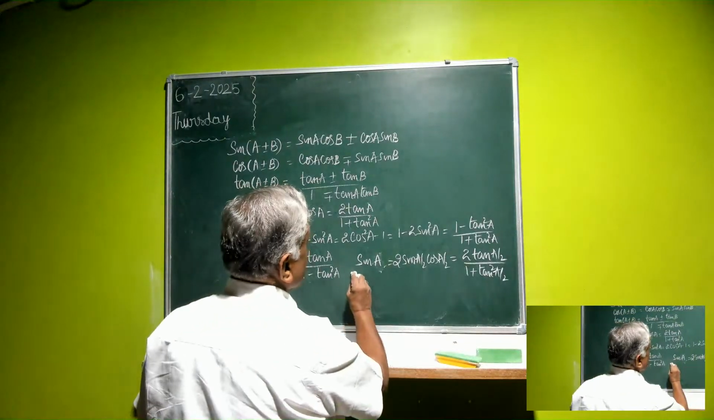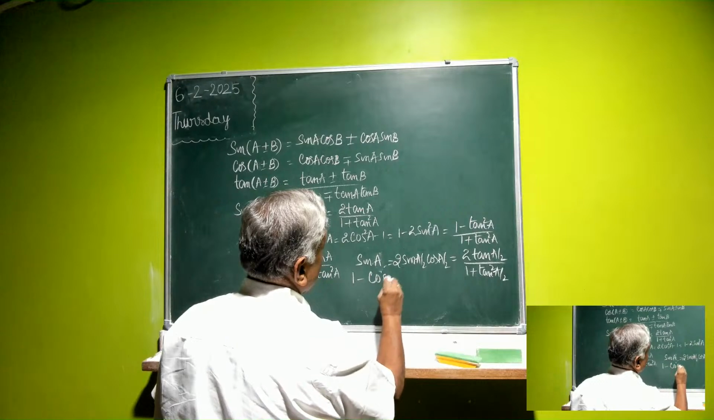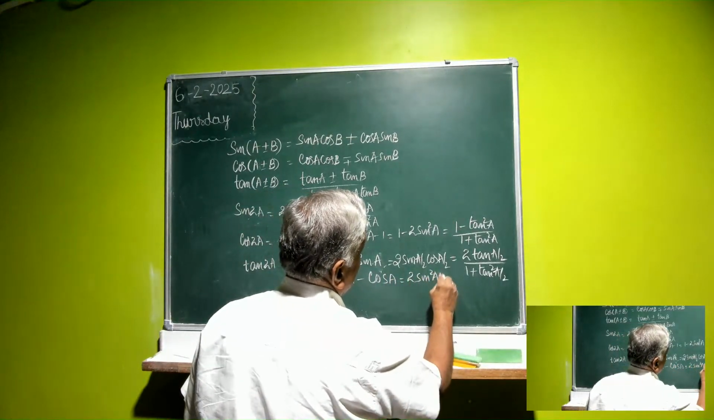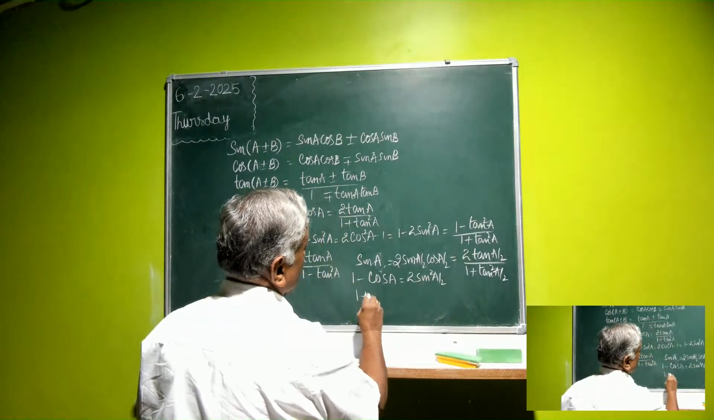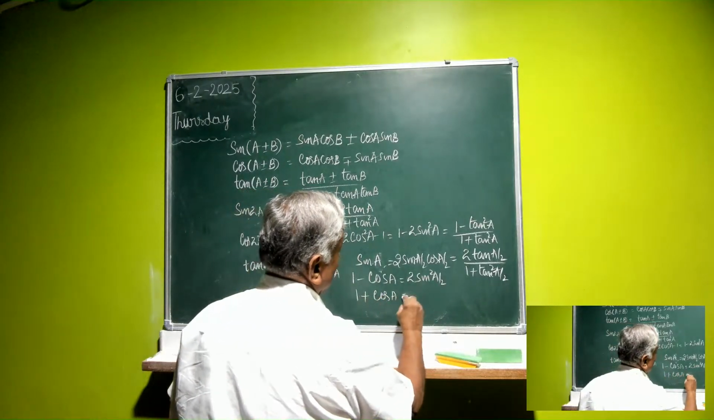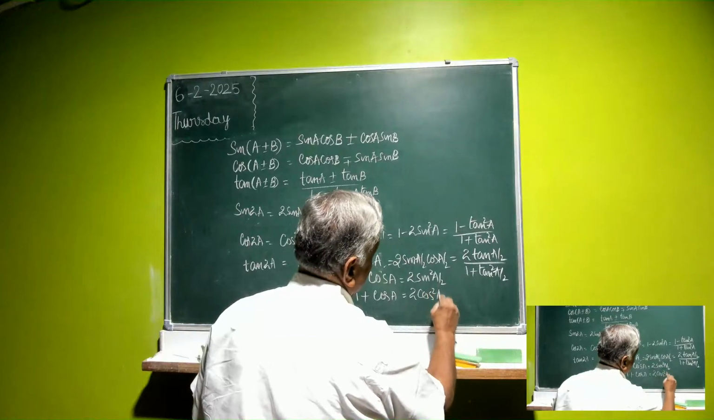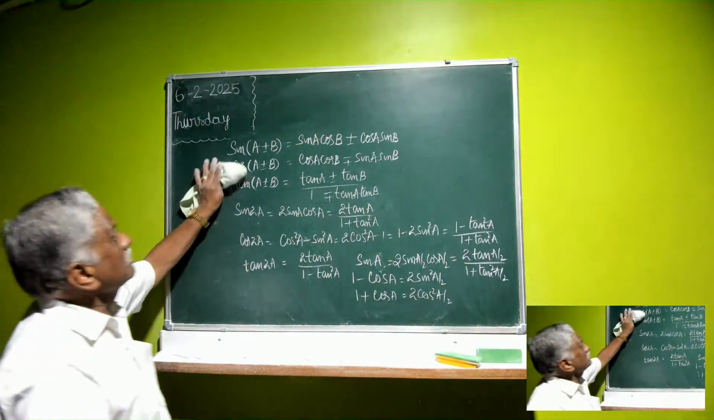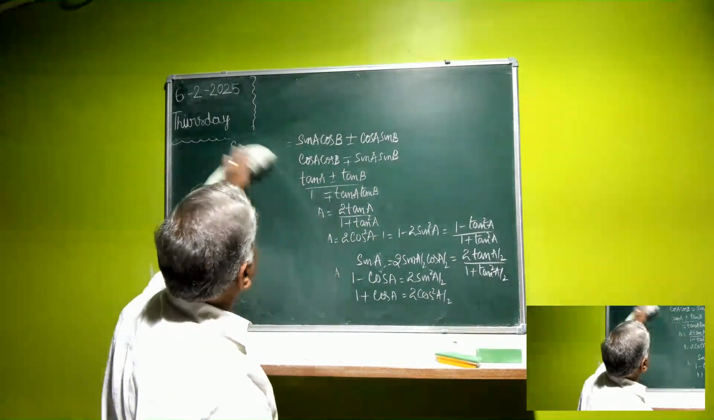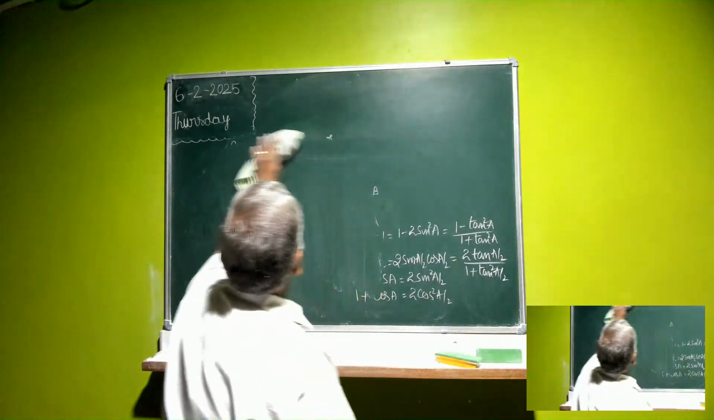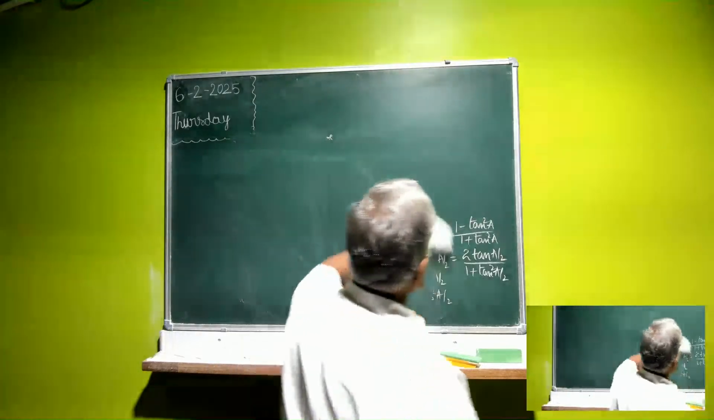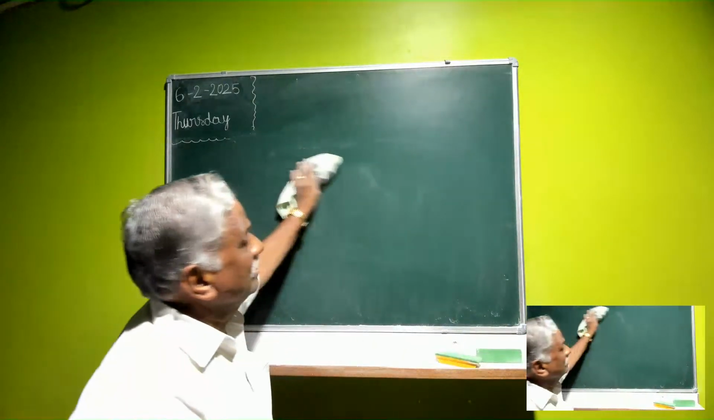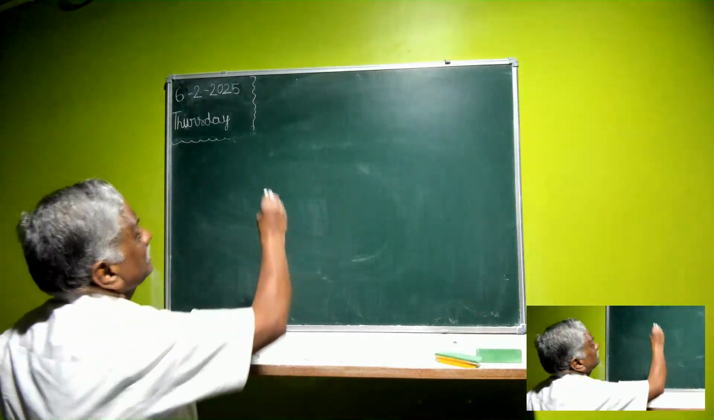One more formula we most often require: 1 minus cos A is 2 sin square A by 2, and 1 plus cos A is 2 cos square A by 2. All these formulas must be remembered. If you can remember all the formulas, you can be sure of getting 100, because we lose marks in examination because of not remembering the formulas.